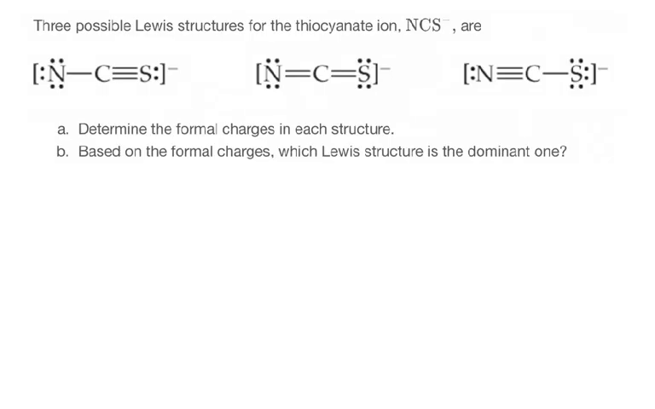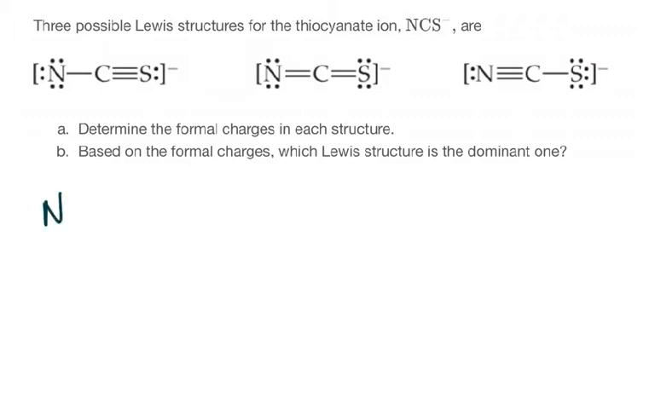All right, so look at this. Here's our next example. There are 3 possible Lewis structures for the thiocyanate ion. They've been drawn for you. We want to first, in part A, determine the formal charges in each structure. So let's go ahead and do that before we even look at part B. So let's start with the one on the left.